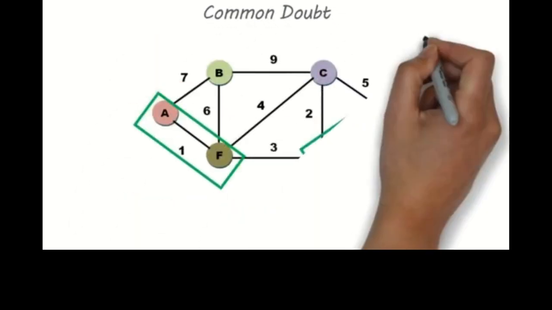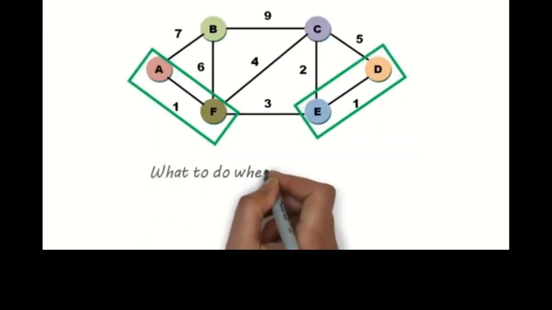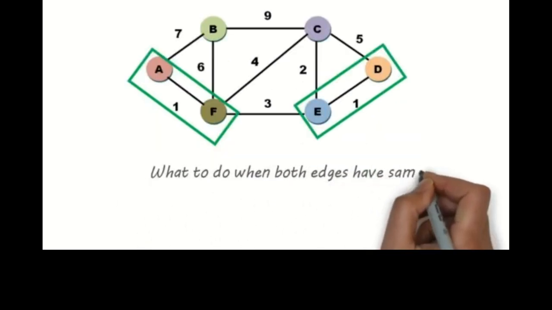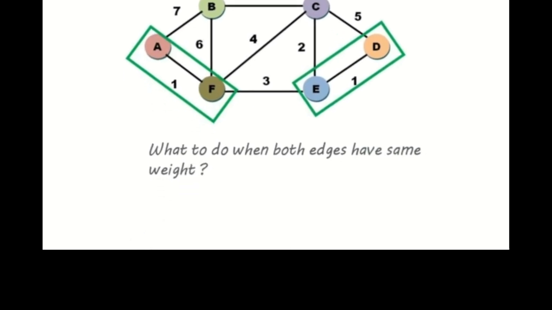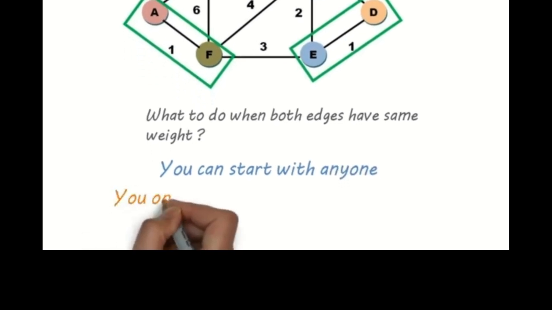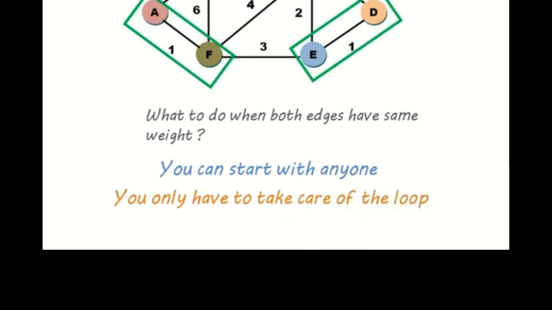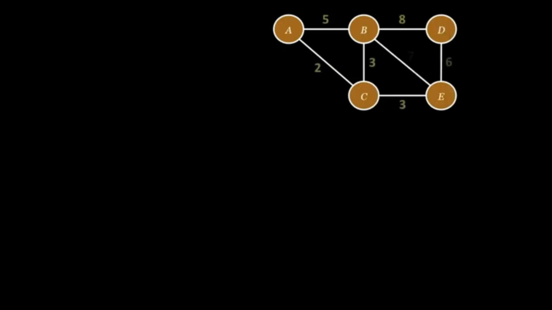Now a common doubt arises here, which is, if two edges have the same weight, how should we proceed? It is not that complicated. You just have to take one node, one edge, and keep proceeding as you were doing in previous examples. You can start with any one, and you just have to take care of the loop. That's the important part.